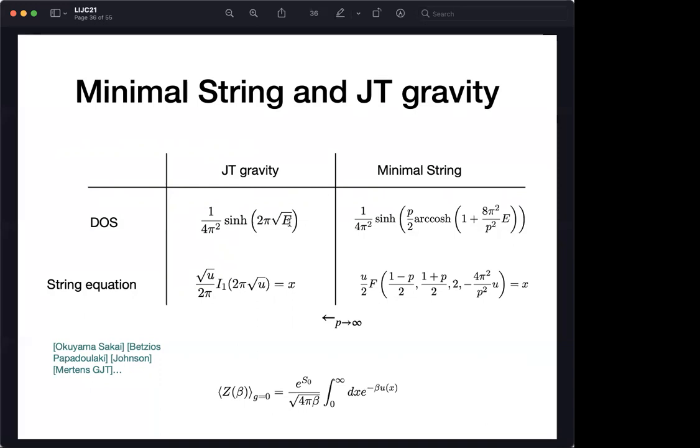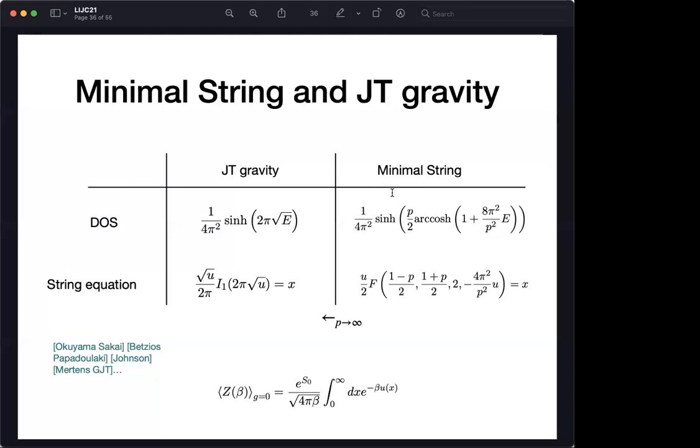So because both theories are dual to a matrix integral and they both share the same density of states at leading order, and that determines the theory completely, we can argue that at least to all orders in perturbation theory, these two theories are equivalent.